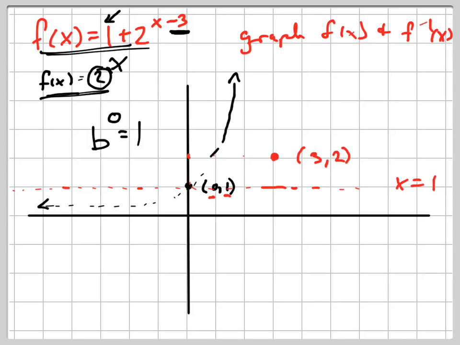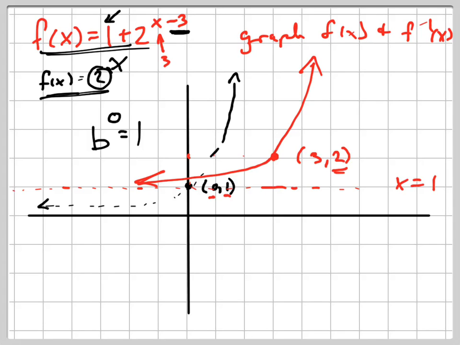Plug in 3 for x. 3 minus 3 is 0. 2 to the 0 is 1. 1 plus 1 is 2. That's really the only point you need. I mean, your teacher might want more, but really that's all you need, because that gives you an idea of what your graph does. There's my graph.